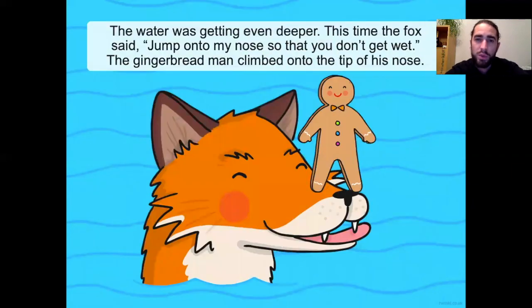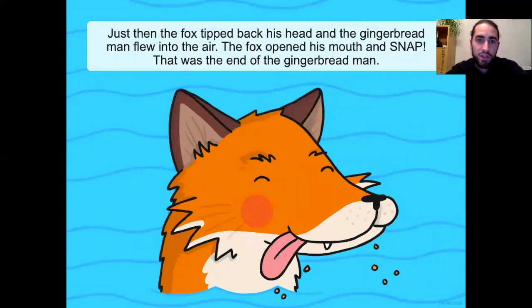The water was getting even deeper. This time the fox said, "Jump onto my nose so that you don't get wet." The gingerbread man climbed onto the tip of his nose. Just then, the fox tipped back his head and the gingerbread man flew into the air. The fox opened up his mouth and snap! That was the end of the gingerbread man.